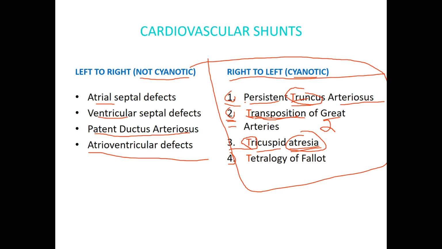Next is going to be 4. And what's the 4 root? Oh, that's right, tetra. So Tetralogy of Fallot is going to be your 4th. We discussed that a little bit earlier, and that's going to be your remaining right to left shunt.